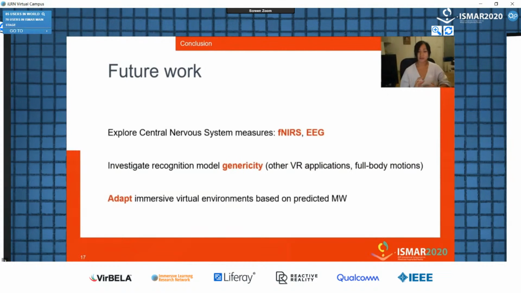So it would be very interesting to try to assess different brain signals, for example, fNIRS or EEG, and to compare these signals to the physiological sensors we have for mental workload recognition. We could try to use the recognition model we trained here in other VR applications where we would have different interaction constraints and different contexts to see if it can be generic. It could also be very interesting to exploit the recognition models we have here to adapt virtual environments in real time based on users' mental workload, to make the virtual environment more adapted to users.